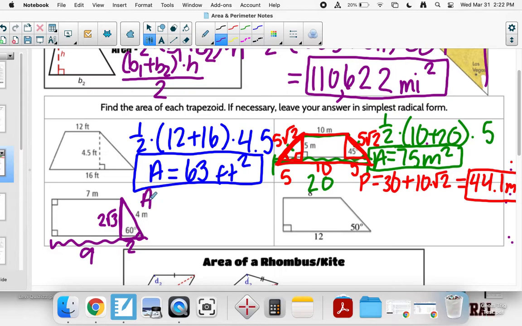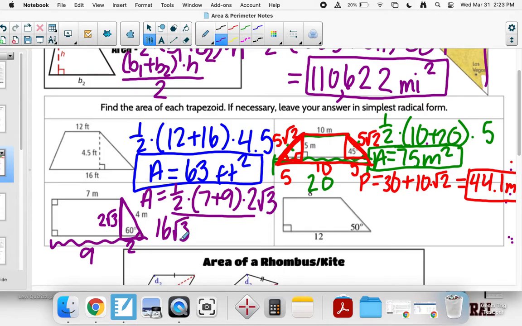So our area, we have 1/2 times our bases added together, 7 and 9, times our height, 2 square roots of 3. How I do this is I just ignore the square root of 3 and put it on at the end. So this is half times 16 times 2. You get 16, so this is 16 square roots of 3.